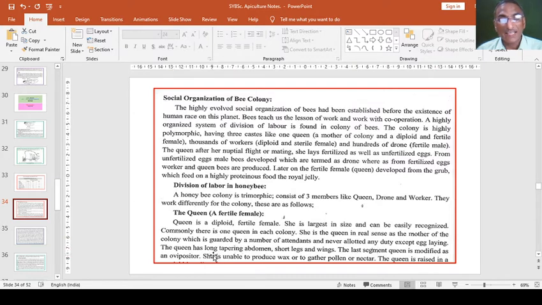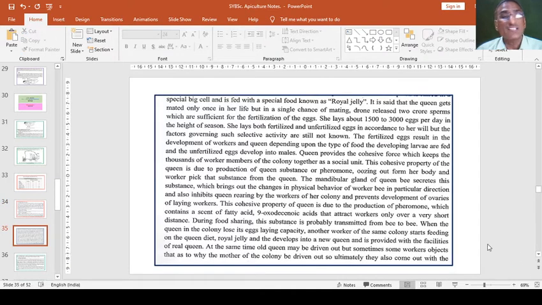The queen has a long tapering abdomen, short legs and wings. The last segment of the queen is modified as an ovipositor for laying eggs. She is unable to produce wax or to gather pollen or nectar. The queen is raised in a special big cell and is fed with a special food known as royal jelly.